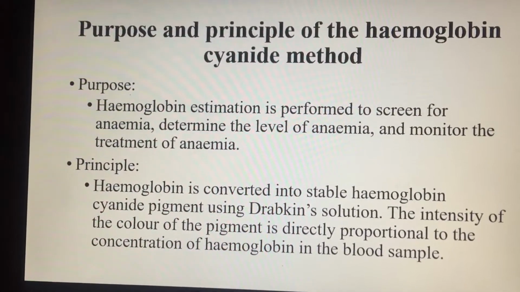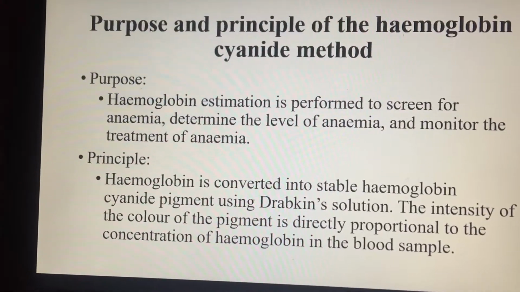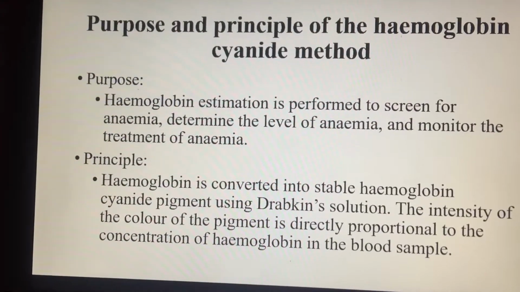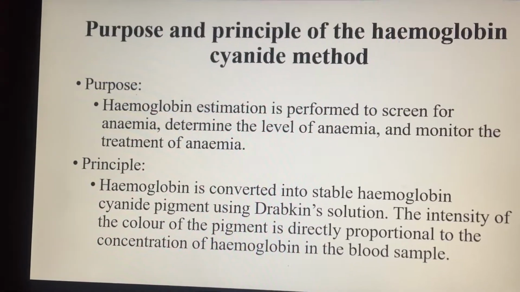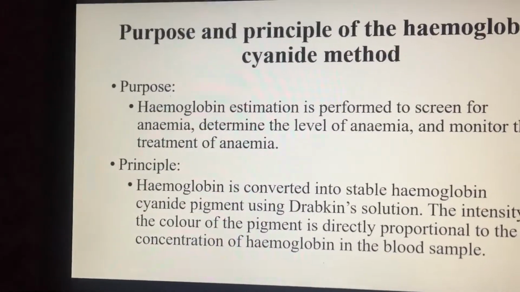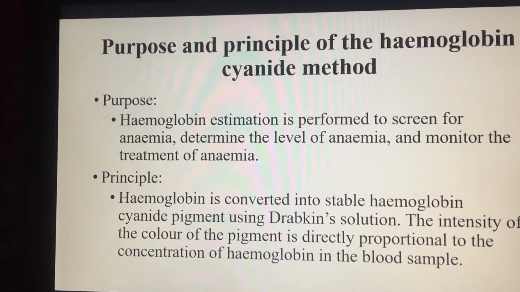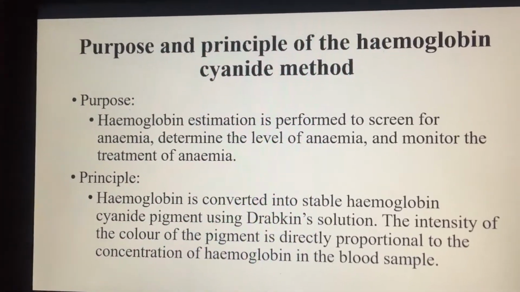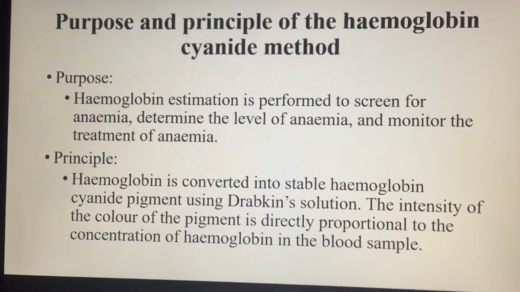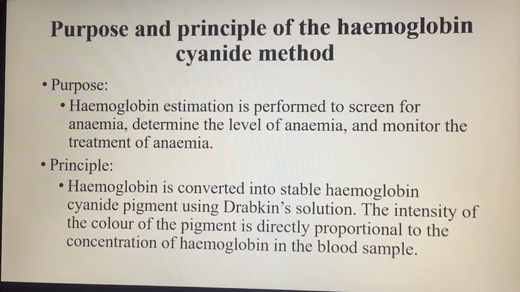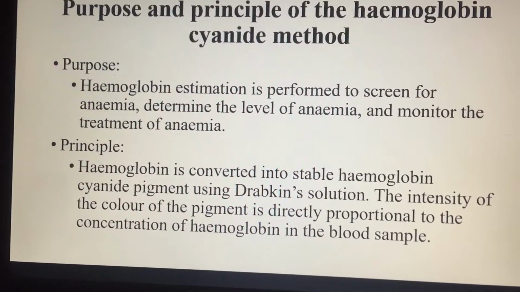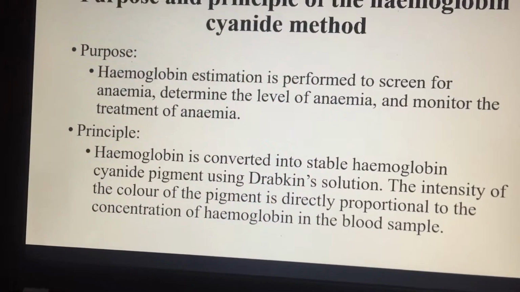Now, hemoglobin estimation is performed to screen for anemia, to determine the level of anemia, and also to monitor the treatment of anemia. That is the aim and the purpose of doing hemoglobin estimation. So the purpose of the hemoglobin cyanide method as a method of hemoglobin estimation is to screen for anemia.